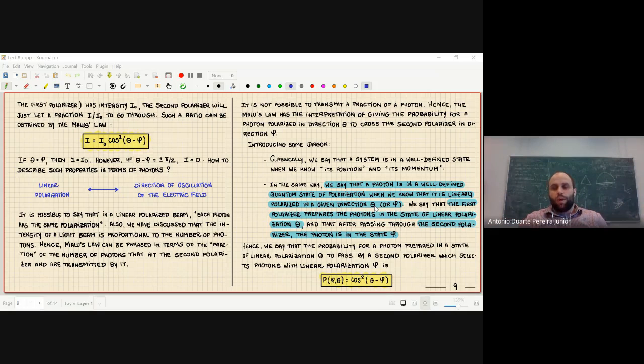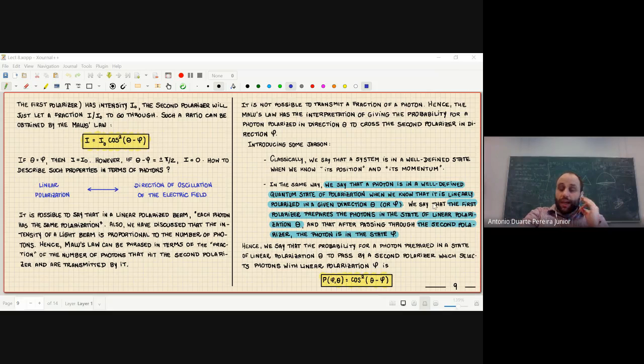Okay? And what we want to compute is the probability. Pay attention to the sentence that I'm going to say. I want to compute the probability of getting a photon in a well-defined quantum state of polarization phi if it was in a well-defined quantum state of polarization theta. Okay? This is what I want to answer. This is what I want to understand in this system.